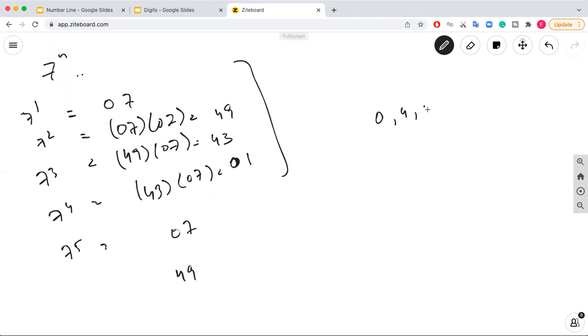0, 4, 4, 0, 0, 4, 4, 0, and so on, right? 0, 4, 4, 0. Then again the same pattern will repeat. Got the point?